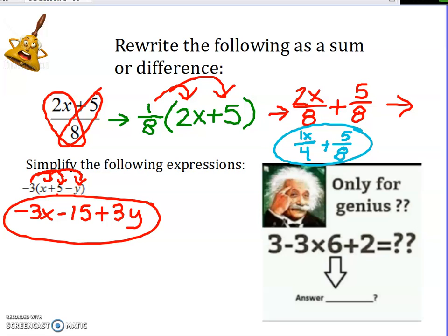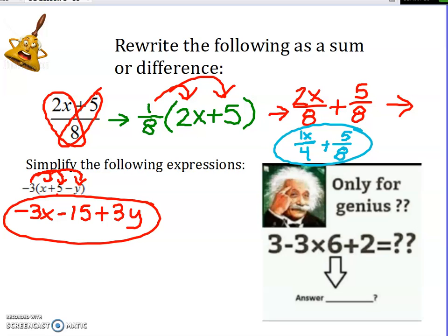This last one here, this is something I saw on social media a year or two ago, and it says only for geniuses. So they put this math problem on there, and then there's people commenting what they thought it was, and there's so many people with so many different answers. However, we should know that using PEMDAS, we can find the right answer pretty quickly. The problem was that on social media, a lot of people just went from left to right, which we know we cannot do.